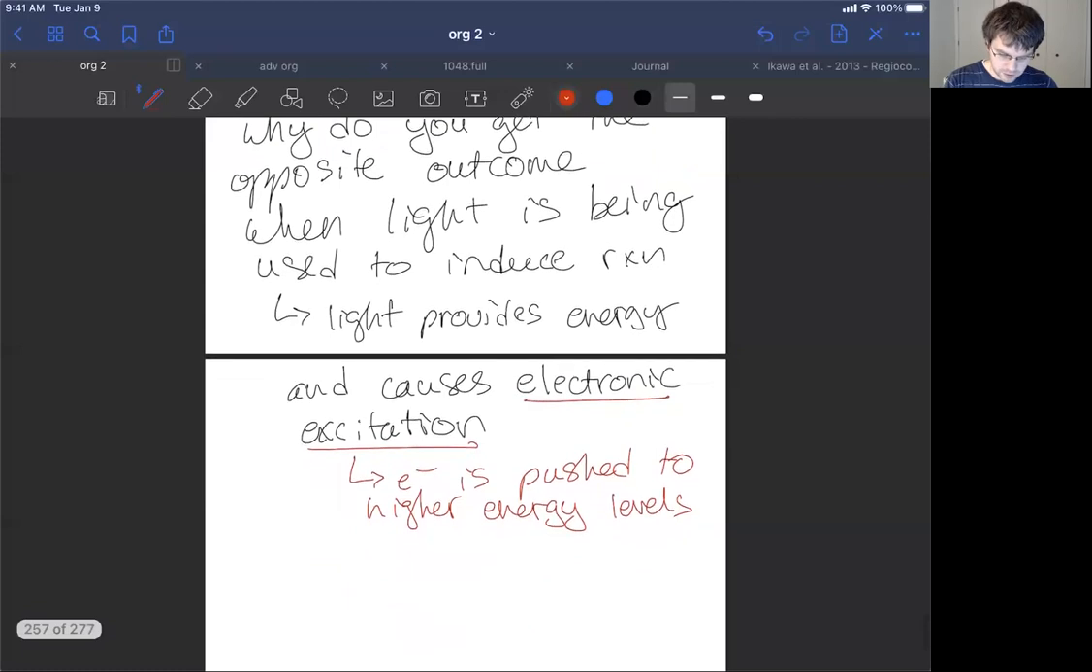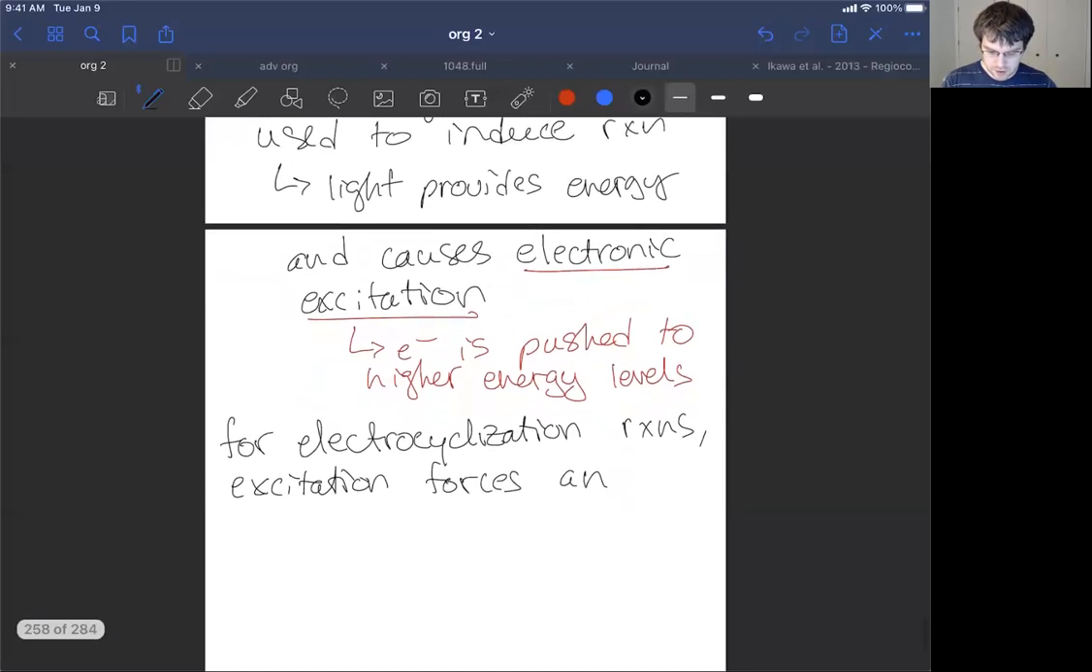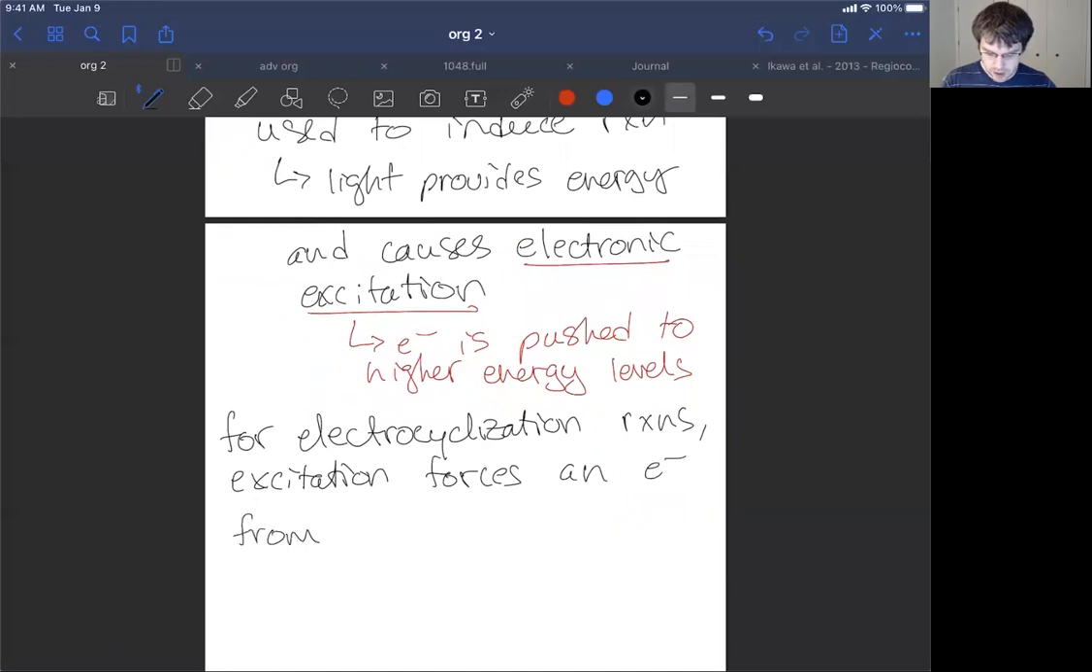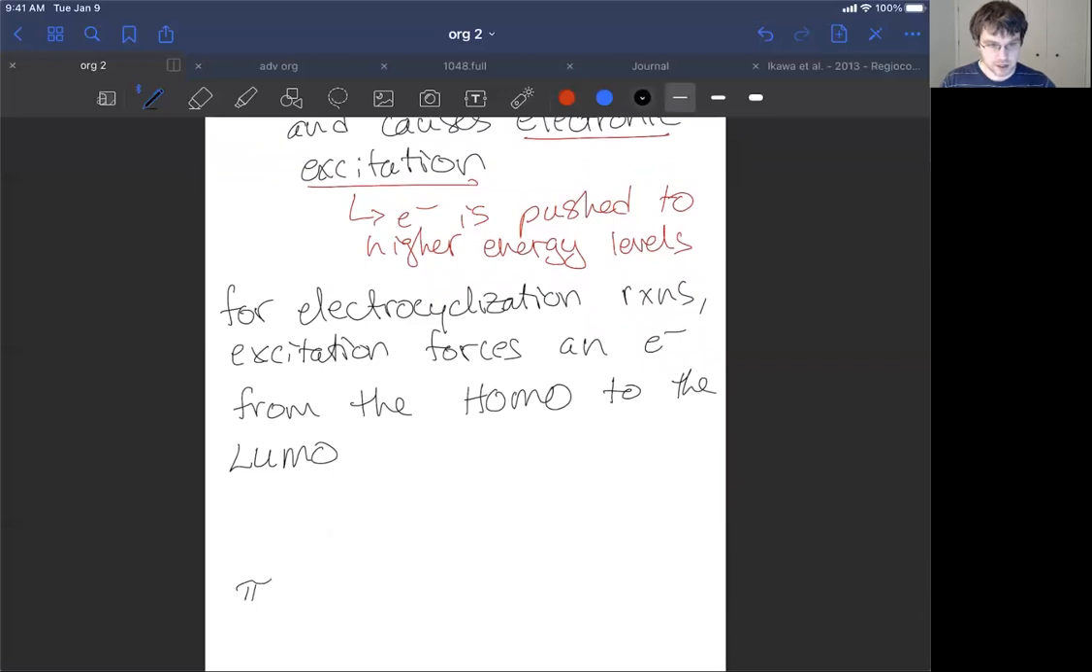In particular, for electrocyclization reactions, excitation forces an electron from the highest occupied molecular orbital, the HOMO, to the LUMO. So you excite the electron from the HOMO up to the LUMO. Now what this does is, we could consider this in all sorts of ways. Let's keep it simple and consider the molecular orbital diagram only including the orbitals we care about, those frontier orbitals, the HOMO and the LUMO.